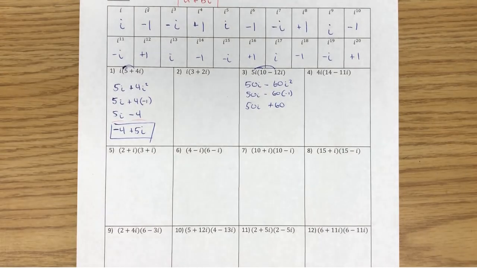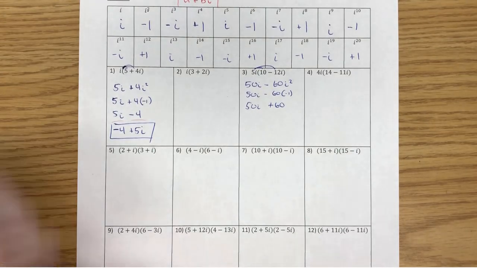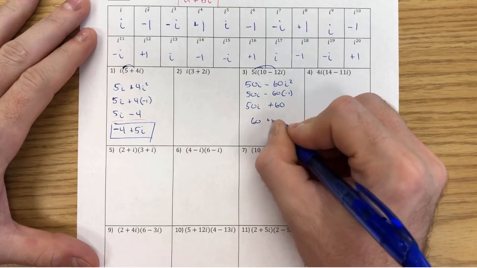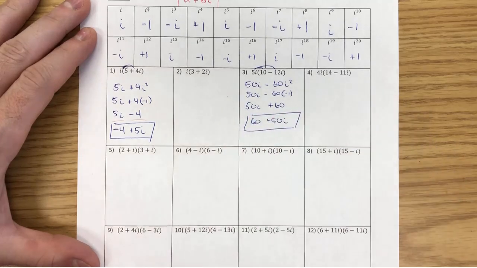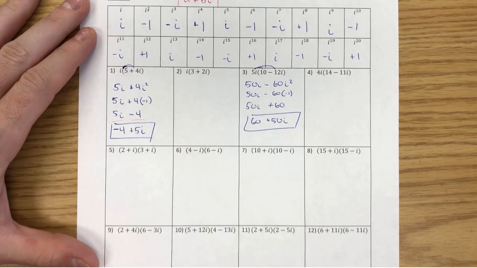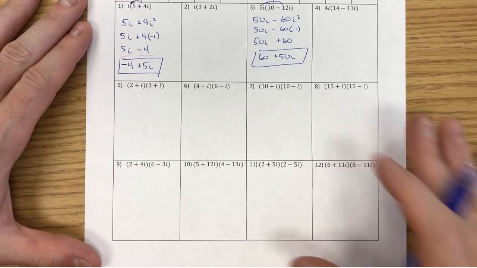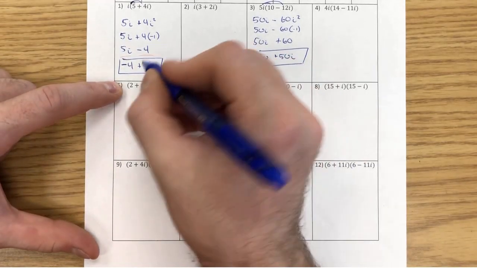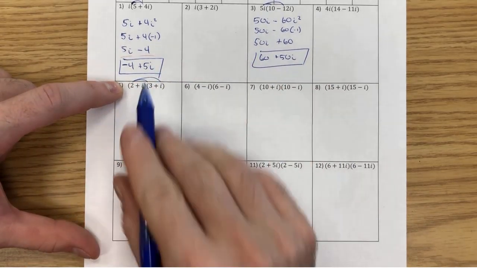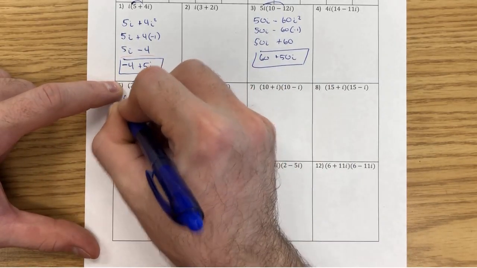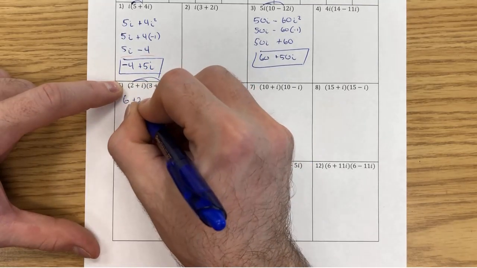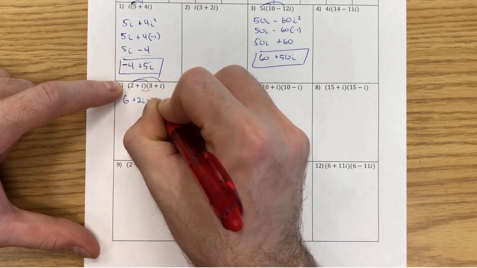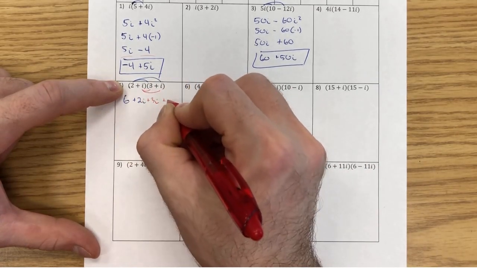And then I'm going to write it in the a plus bi format, which means I'm going to list this number first, 60, and my 50i second. And that's it. That's really all that's involved with multiplying i's, even if it's as complex as binomials. If I have this, I'm just going to distribute each term. 2 times 3 is going to give me a 6. 2 times i is going to give me a 2i. i times 3 is going to give me a 3i. i times i is going to give me an i squared.